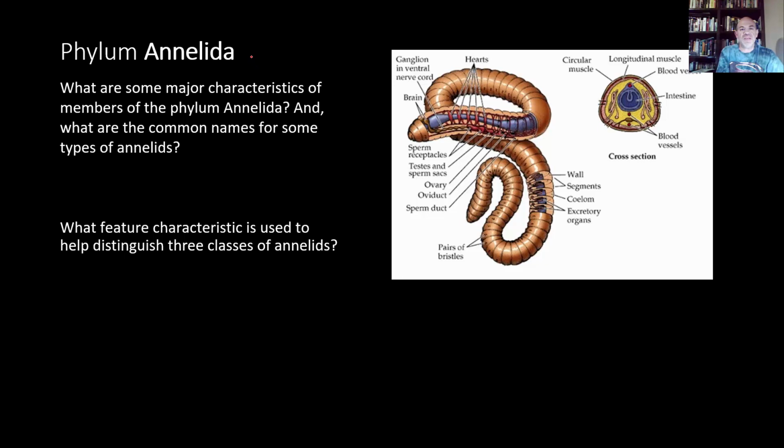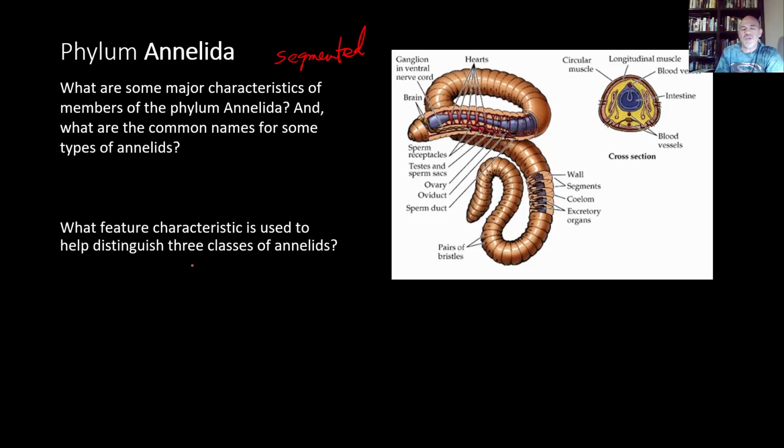These annelids are commonly called segmented worms, and you can see why in the picture on the right. This is an earthworm, and you can see that the body looks like it's in these repeating segments. So the earthworm is an example of an annelid. Leeches are examples of annelids, and then there are many marine species like a clamworm, which we'll see in a little bit. So what is a feature characteristic used to distinguish three classes?